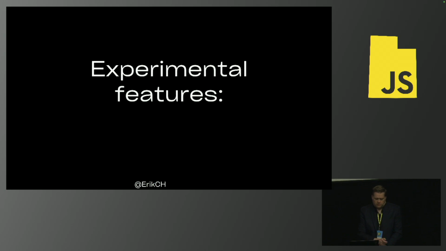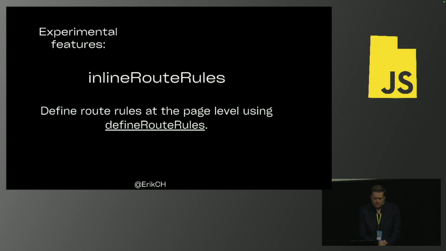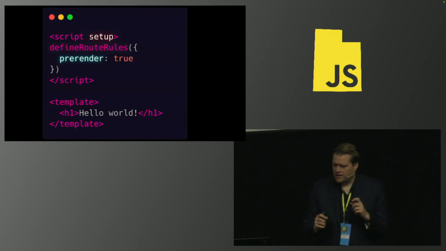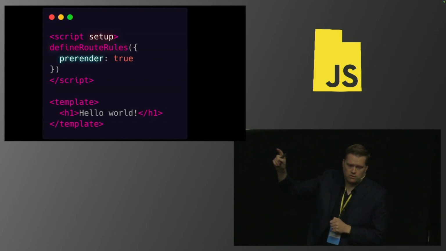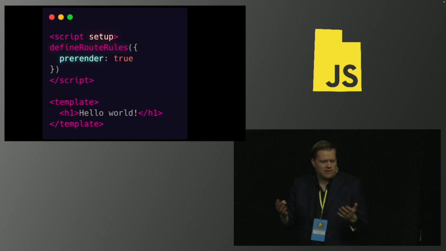Before we jump into the demo, let me show you a few other experimental features that should be interesting. One is inline route rules. On each page level now, you can define a route rule, and it looks like this. You have this defineRouteRules. You can set it to pre-render or static generate or whatever you want. I guess pre-render is static generate, but you can do different types of rules here for how that individual page should render. That's one thing nice about Nuxt.